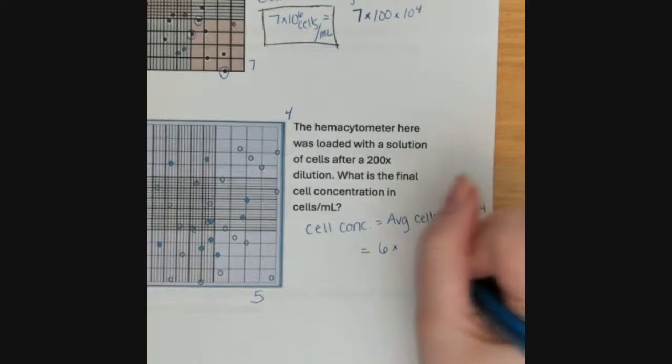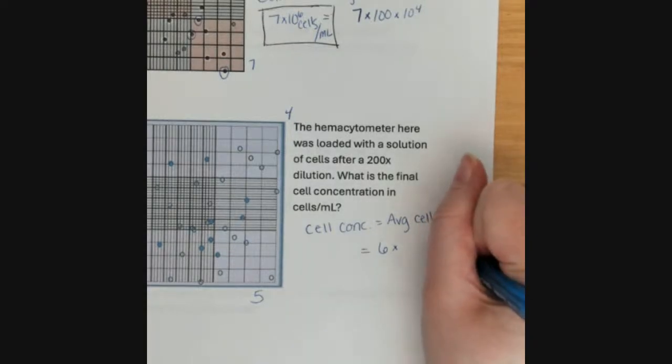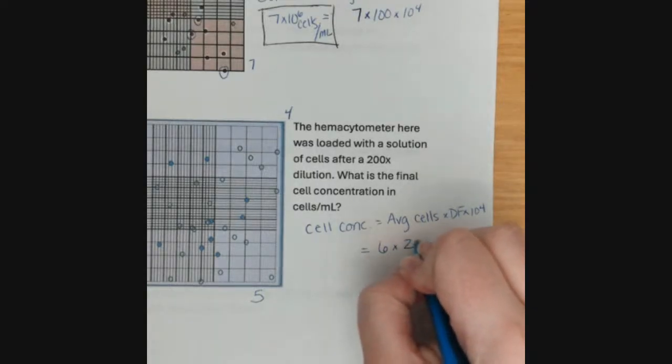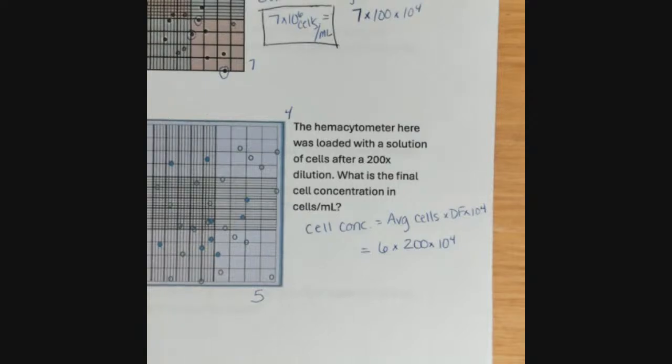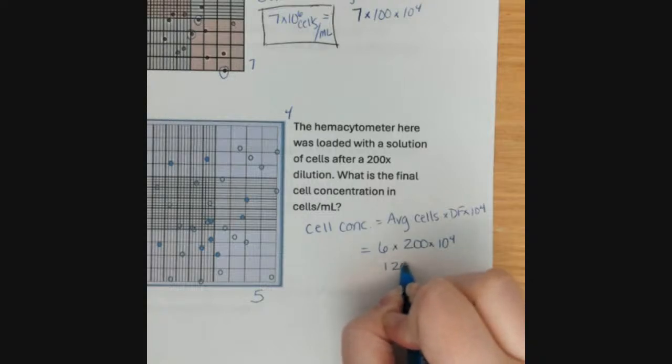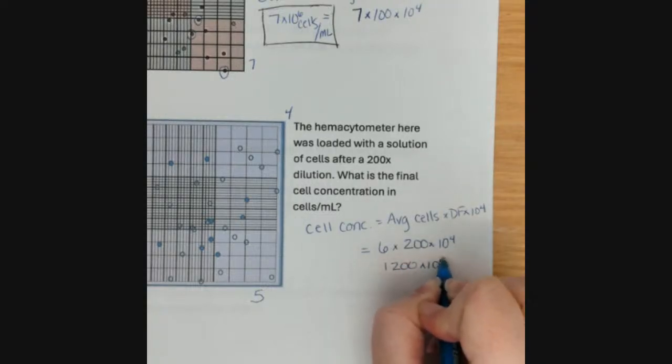times my dilution factor, which, what is the dilution factor this time? And then of course I'll still have my times 10 to the 4th. 200. Good job, Morgan. 200. So this one's a little bit trickier because now I have a 2 to multiply in there. So this will end up as 1200 times 10 to the 4th.